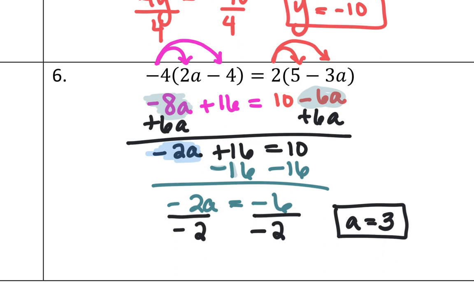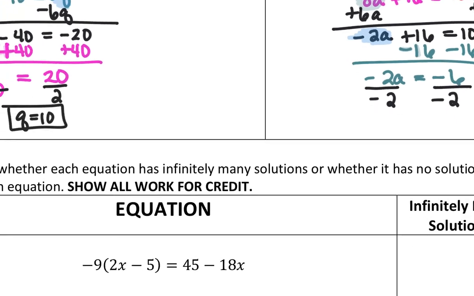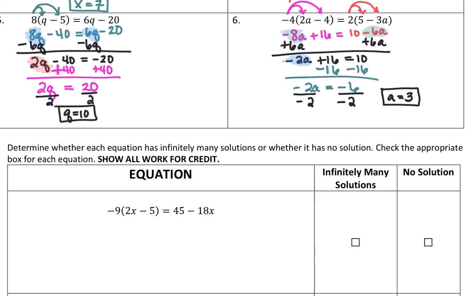And on your paper, it's going to be on the right side. Okay, so on that side, we have the following directions. It says determine whether each equation has infinitely many solutions or whether it has no solutions. Check the appropriate box. Show all your steps. So we do want to see all your steps. Okay, so just solving for x, okay?